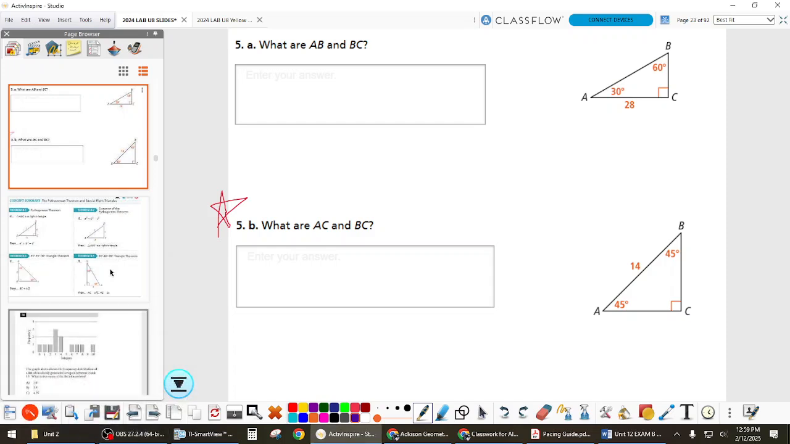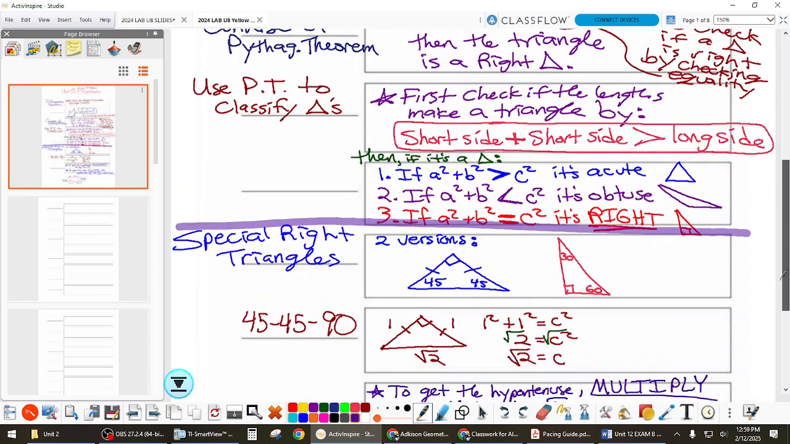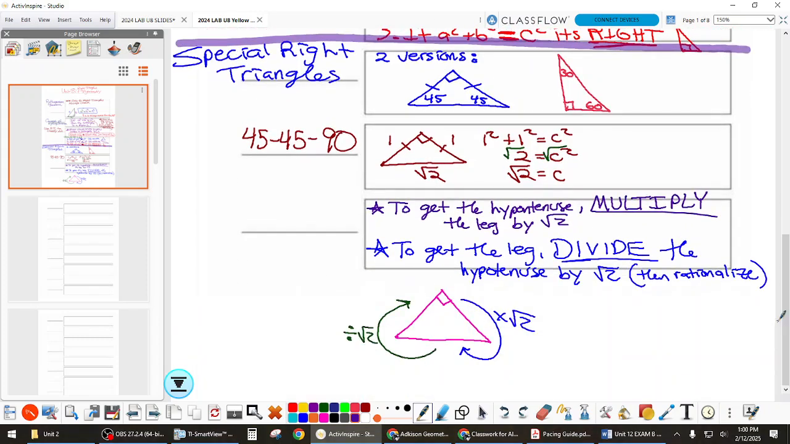I guess probably before we do this, we should review, right? Do you remember the relationship in a 45, 45, 90 triangle from yesterday? It's always the same. That one. Okay, let's quickly review how we got it.